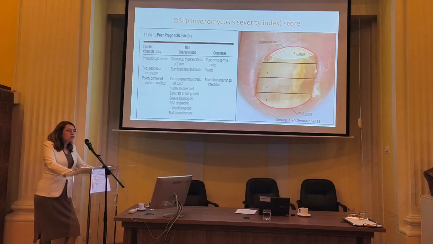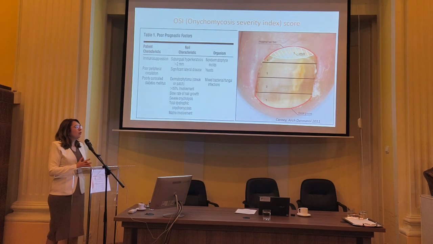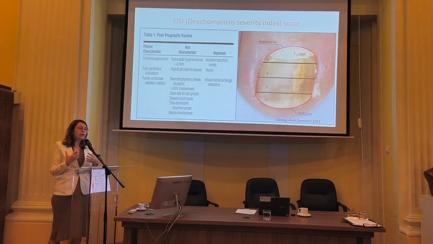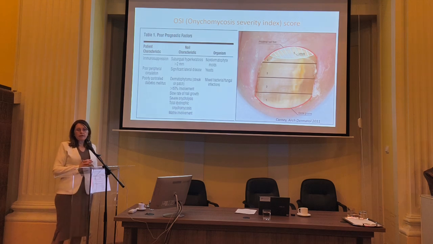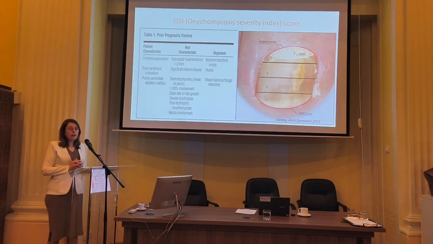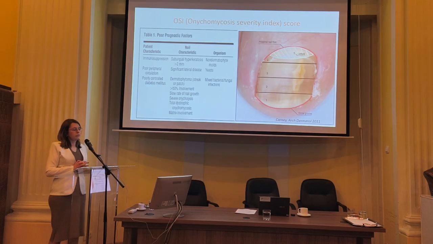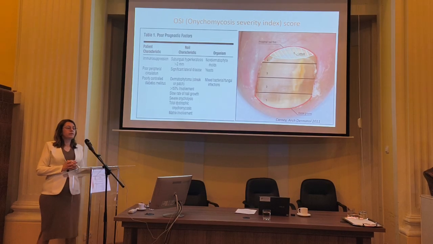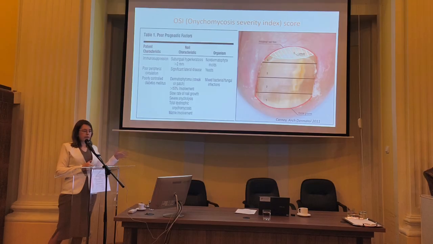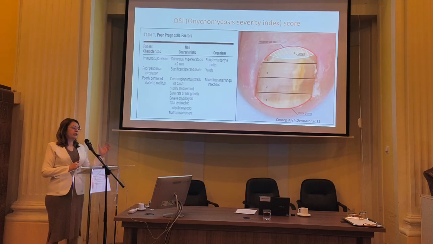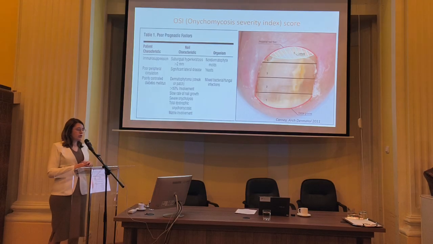So how do we know how big the clinical picture is, how hard it is to treat? Because, of course, there is a scoring system. The one I usually employ, the one we employed in our project, is the onychomycosis severity index score, which encompasses patient characteristics and nail characteristics, for instance, hyperkeratosis and significant lateral disease. So we have dermatophytoma, like a streak or a patch.